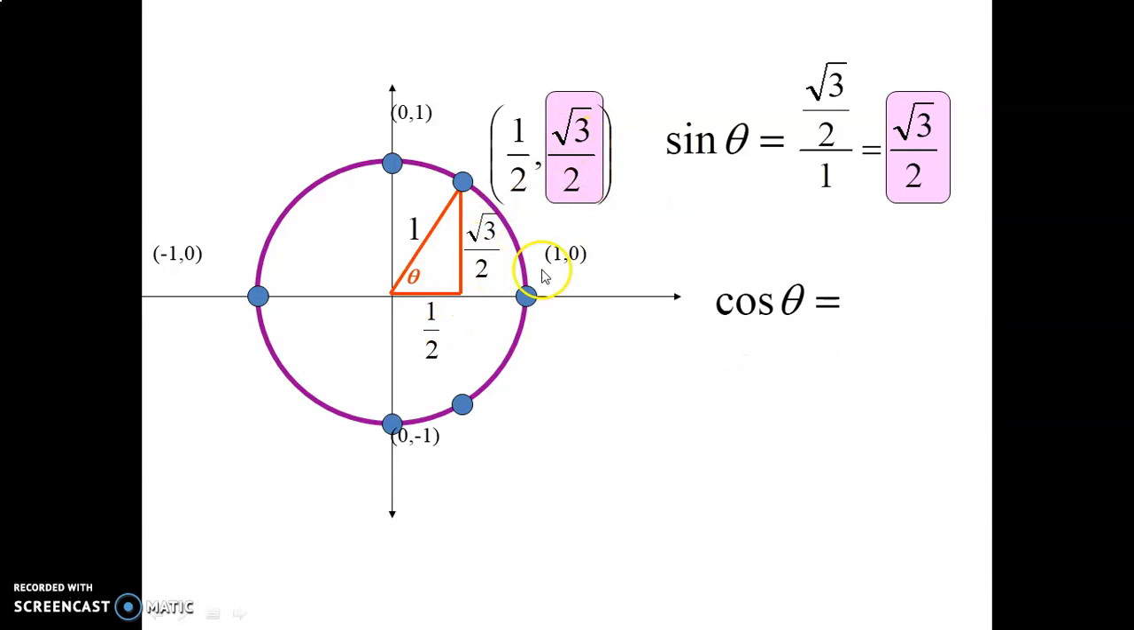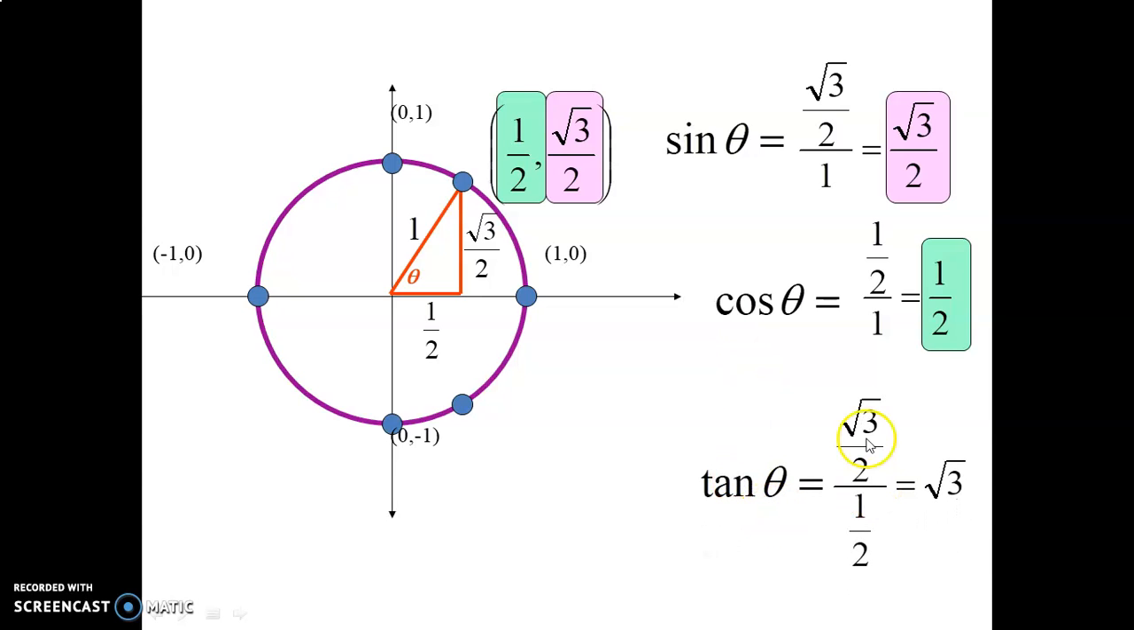The cosine of this angle will be the x value right here. So that x value is here from cosine. And we didn't look at tangent yet, so it's important to talk about tangent. Tangent can be found by taking sine over cosine. We learned that about tangent.